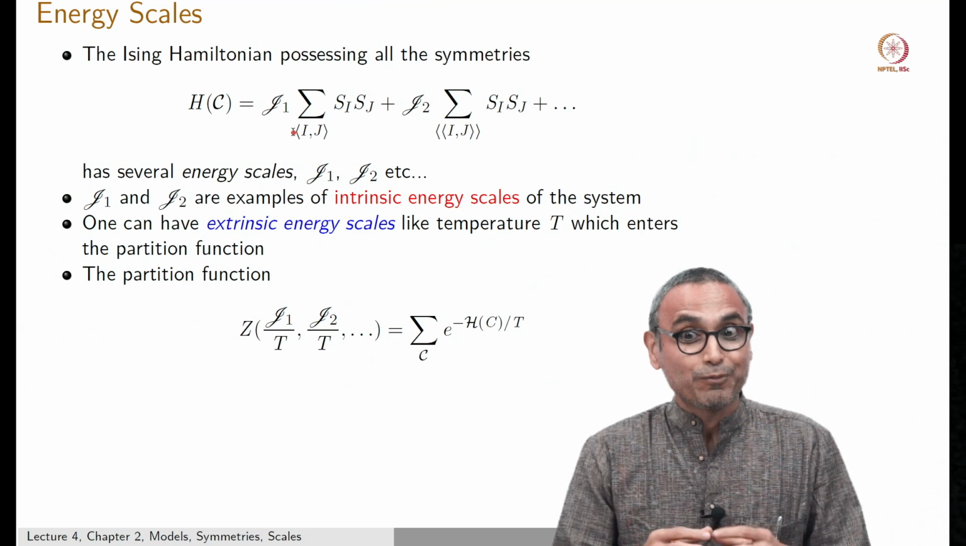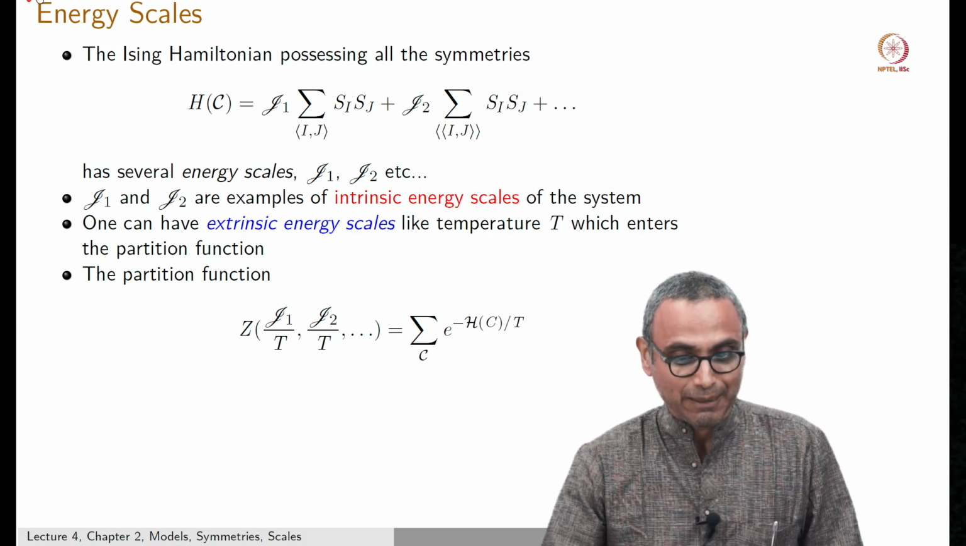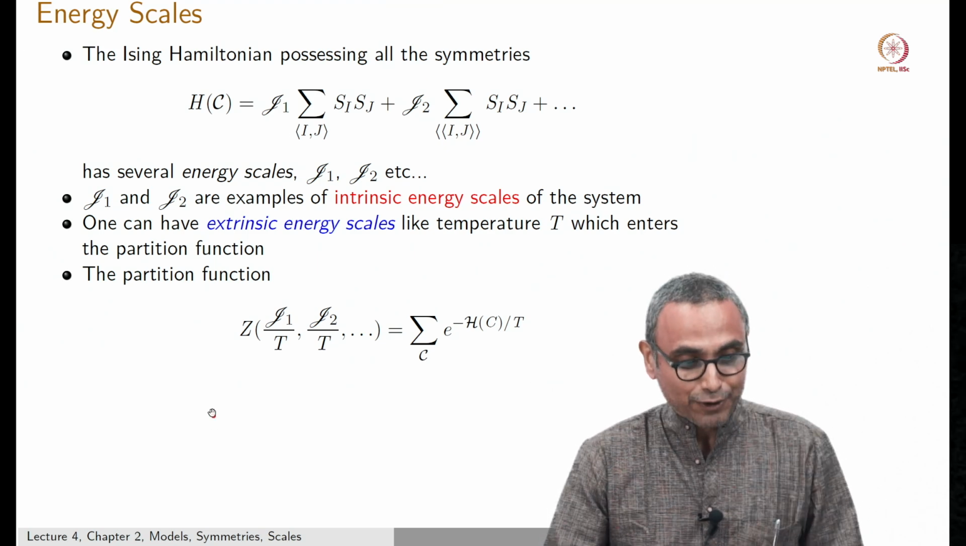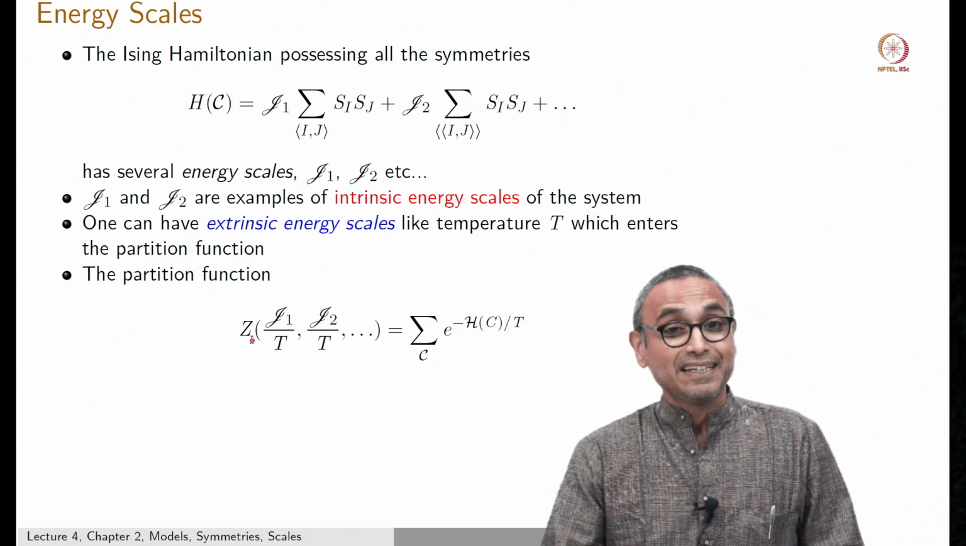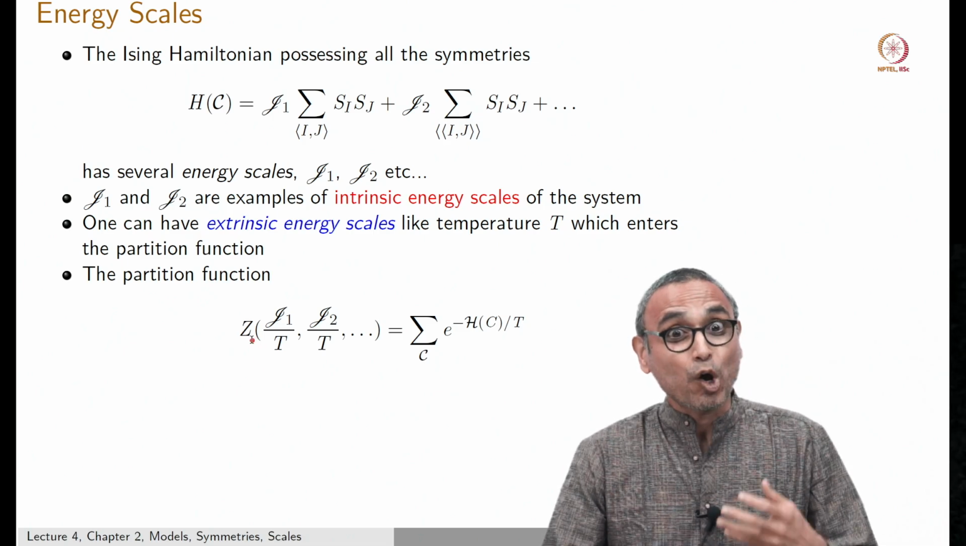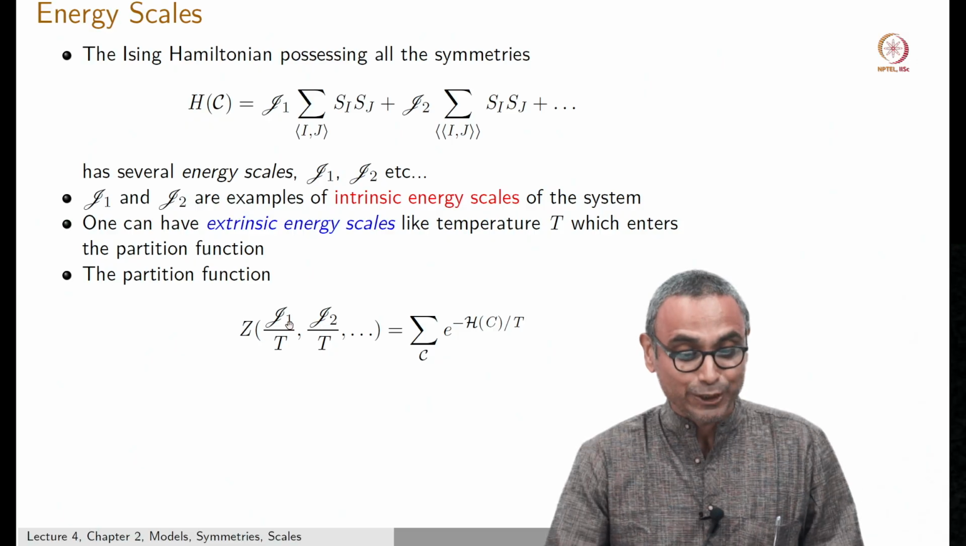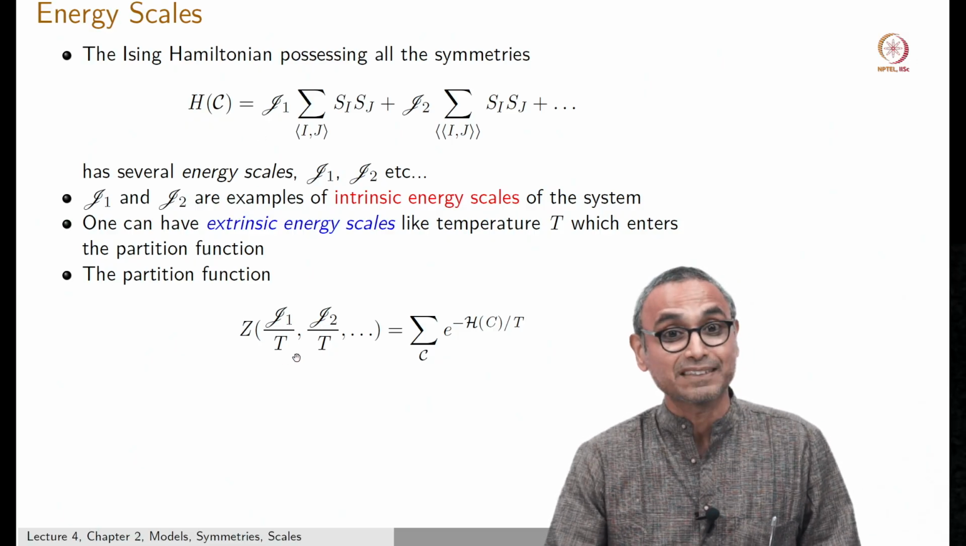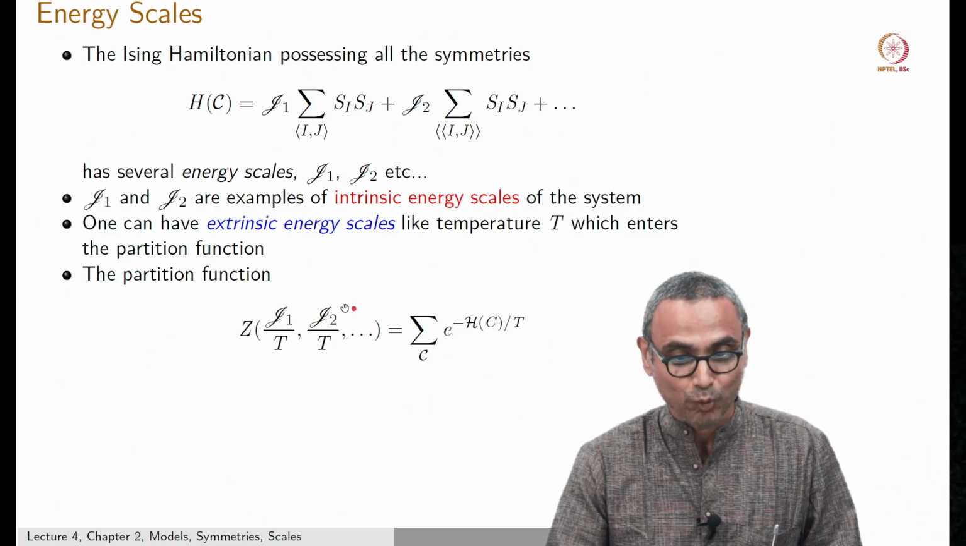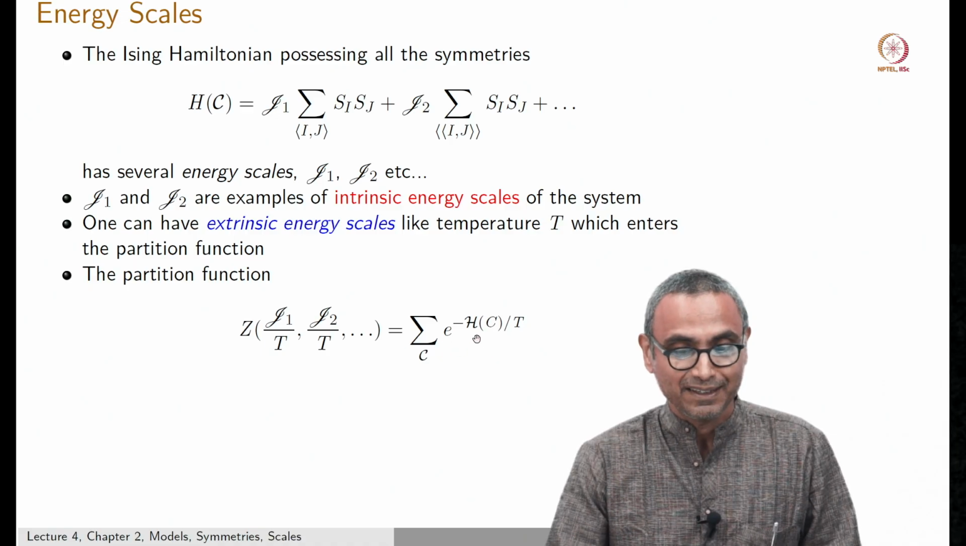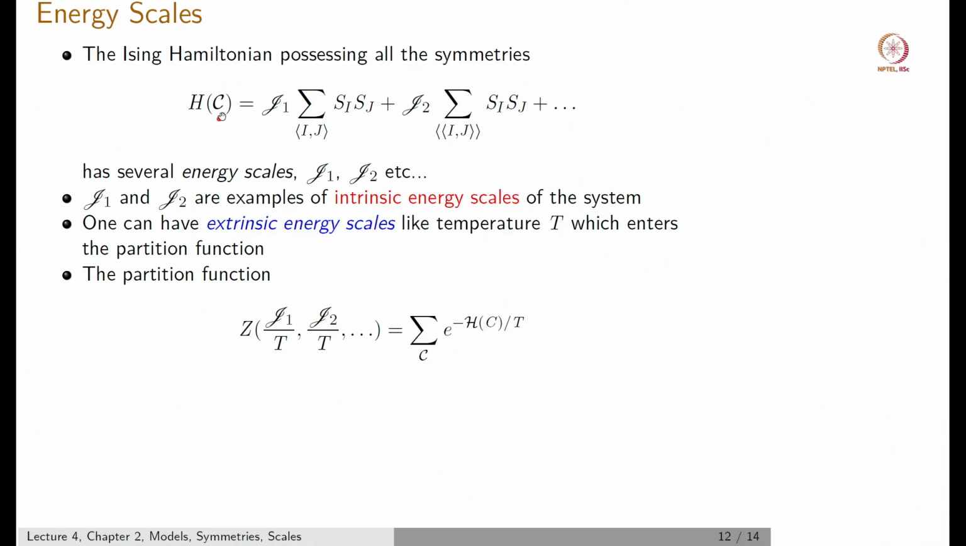So if I think of writing the partition function of this problem now, the partition function depends only on the dimensionless ratios of these intrinsic scales with the temperature. Because when I take e to the minus H by T, you will see that everything will be a function of J1 by T, J2 by T, etc. So the physics of the problem will depend only on such dimensionless ratios.